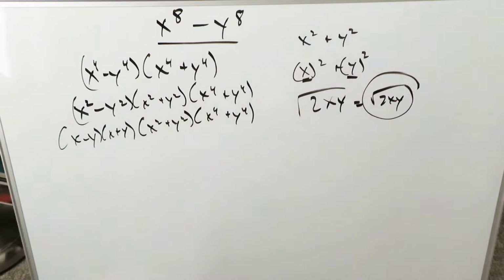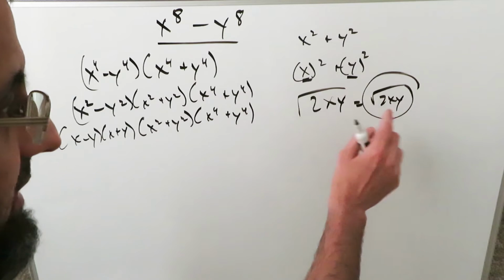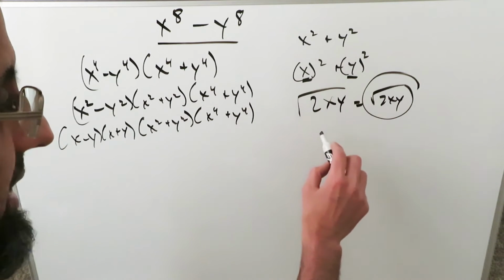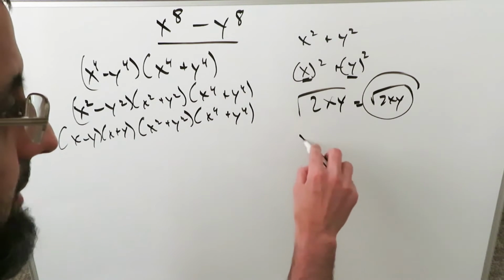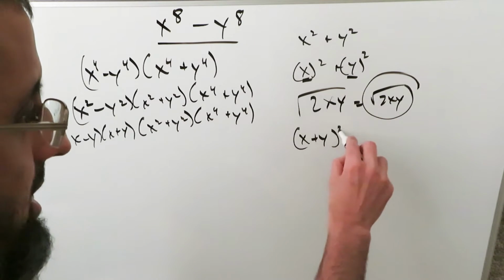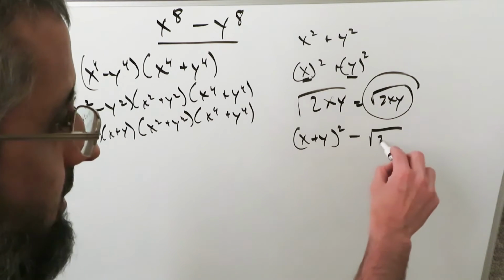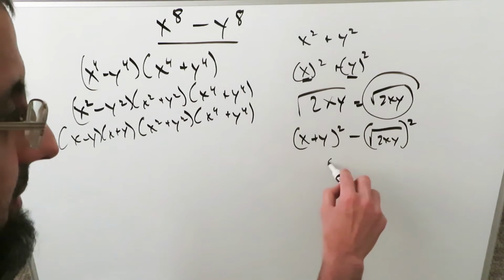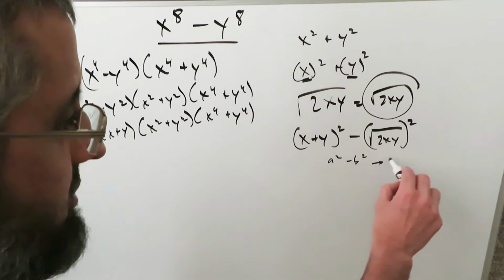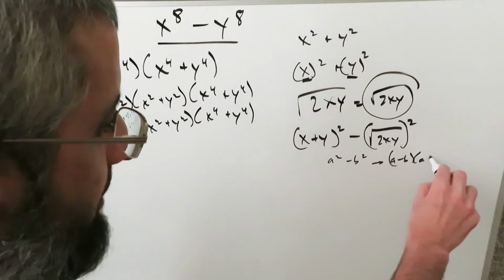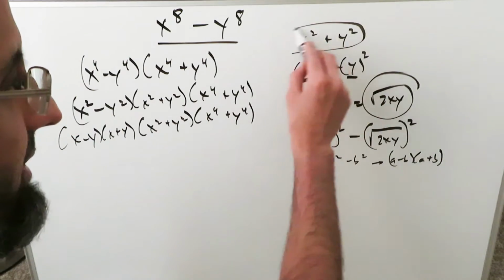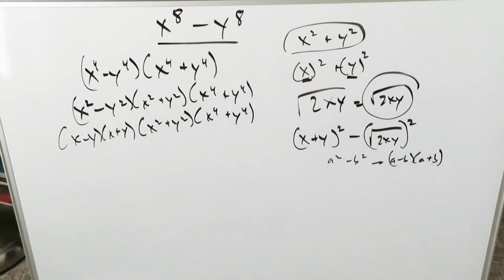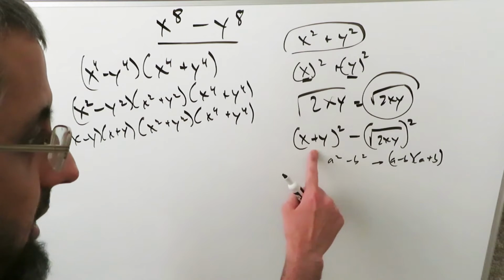Why did I do it? Because it helps me factor items like this. Look, I have root 2xy and I have x and y, and I'm going to bring everything in the following way. I'm doing x plus y whole squared minus this circled item, root 2xy whole squared. Now this looks something like a squared minus b squared, which you know is a minus b times a plus b. Remember, I'm trying to factor something which is normally not factored by students because they're not taught how to factor it. I'm showing you how you do it.